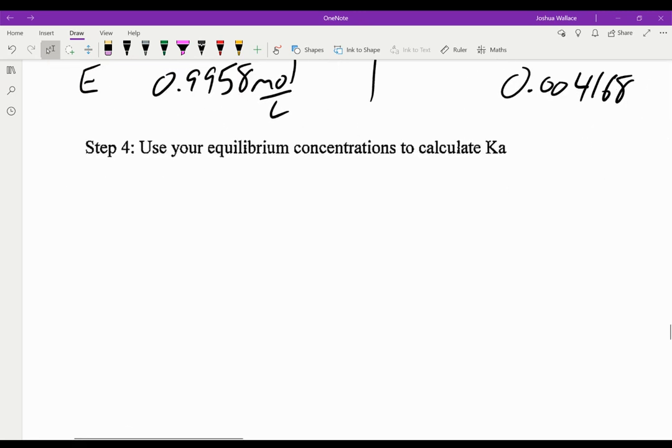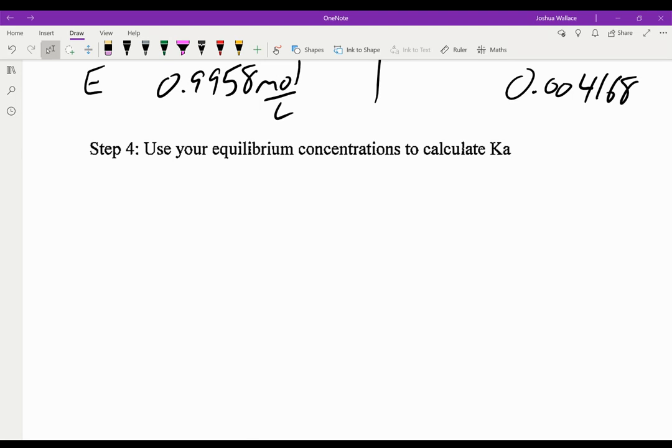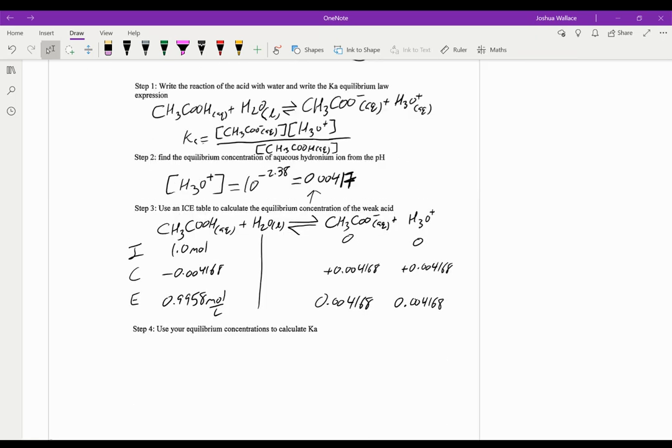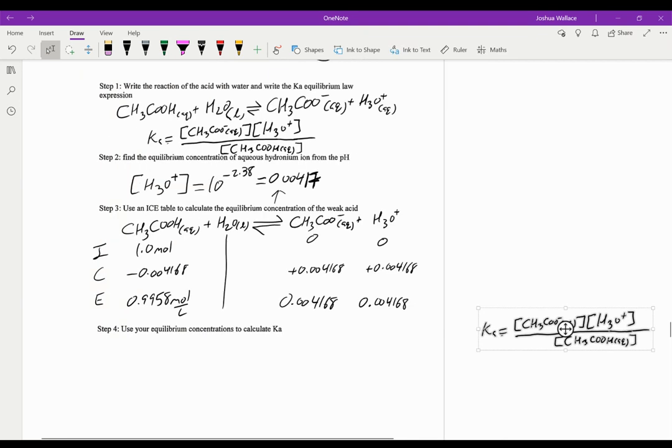All right. Step 4, use your equilibrium concentrations to calculate Ka. I'm just going to go here, and you'll have to write this out, but I'm going to use a little shortcut here. Go copy, and go paste. Move this over here.